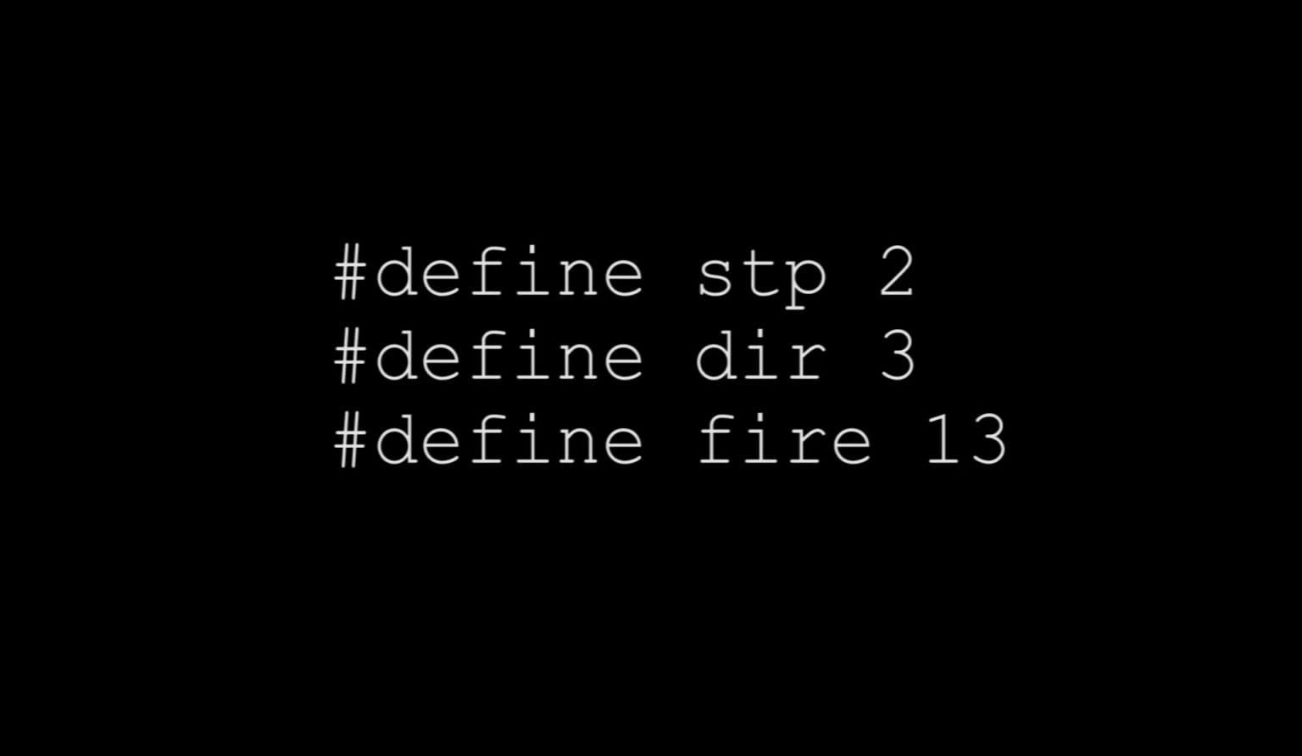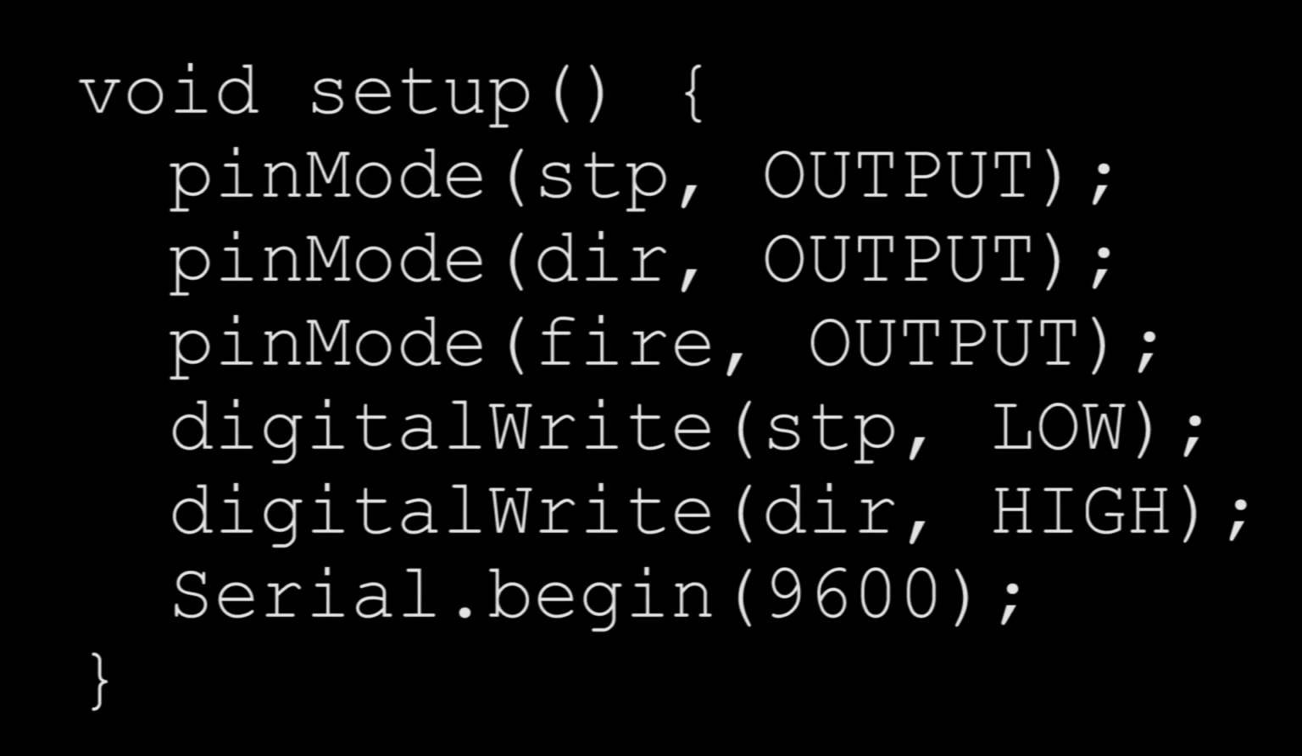Next, we move on to the setup function. In this function, we set the STP, DIR, and fire pins to output, so that they will be ready to send signals down the wires rather than to receive signals from the wires. We also initially set the STP pin to low and the DIR pin to high. We then open the serial connection for debugging, and this is set to 9600, which is important to know when we come to set up the Arduino IDE interface later.